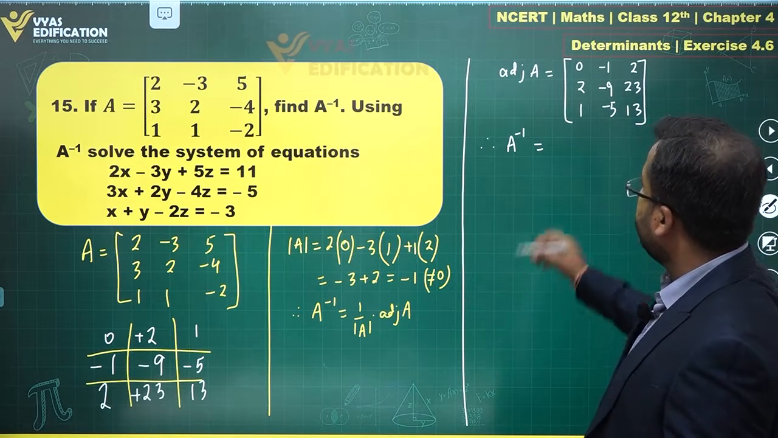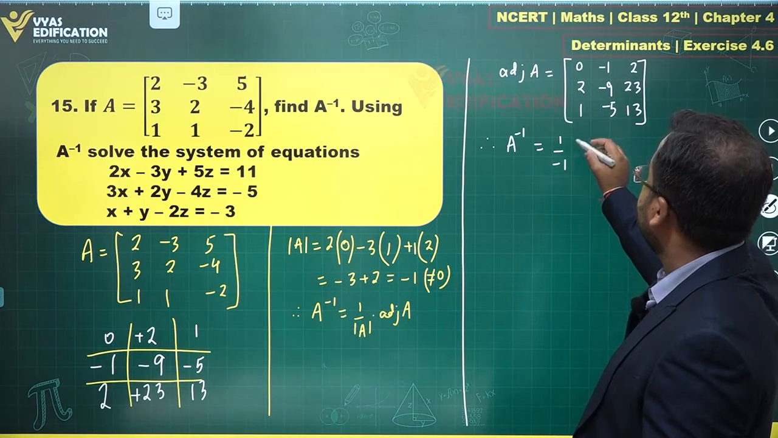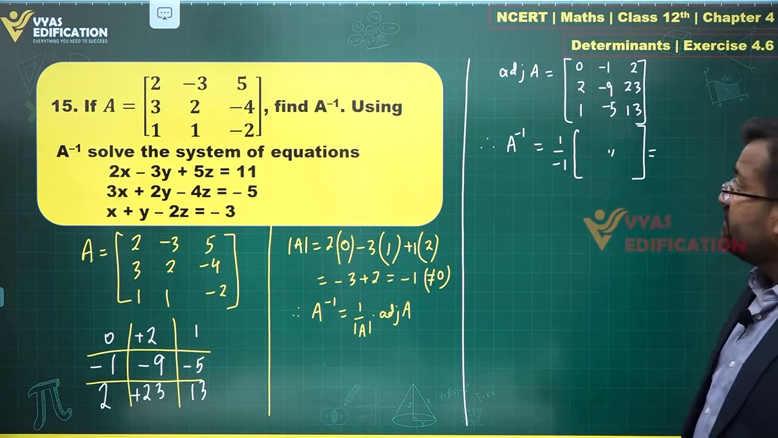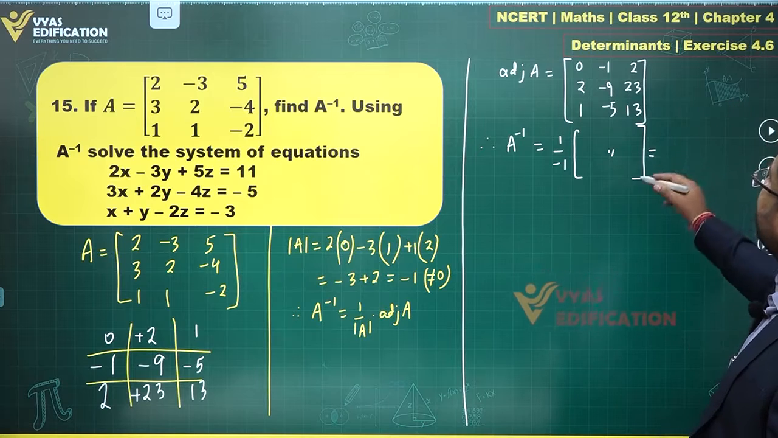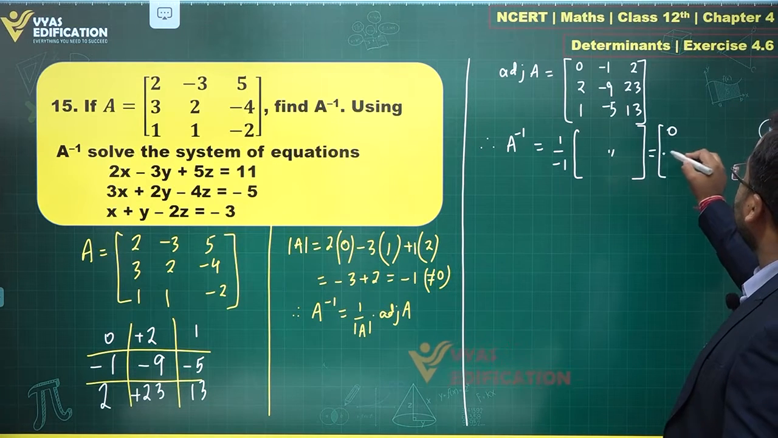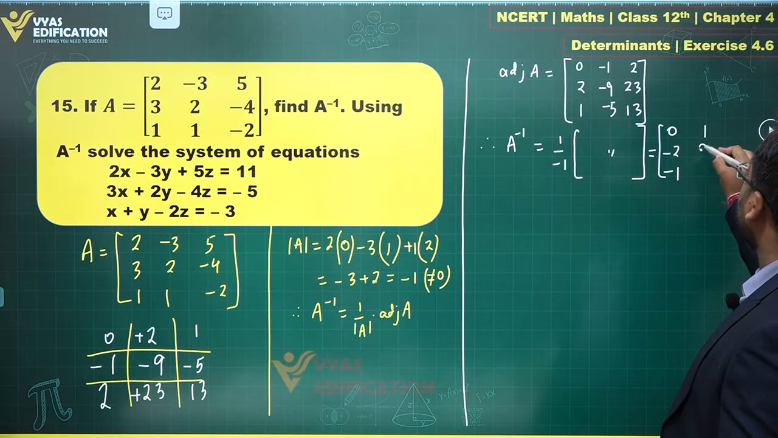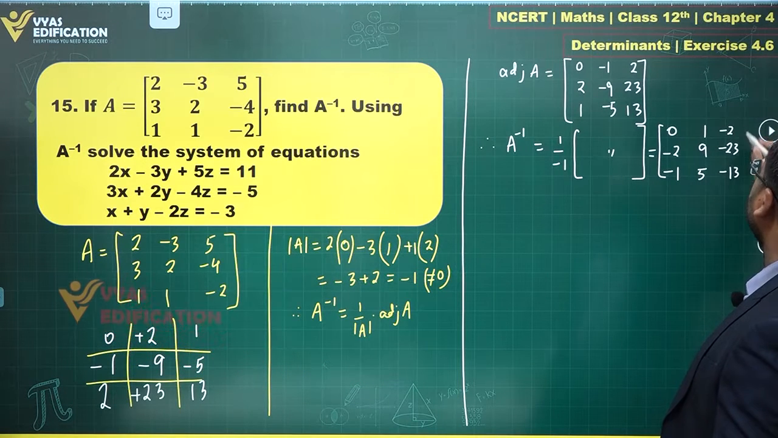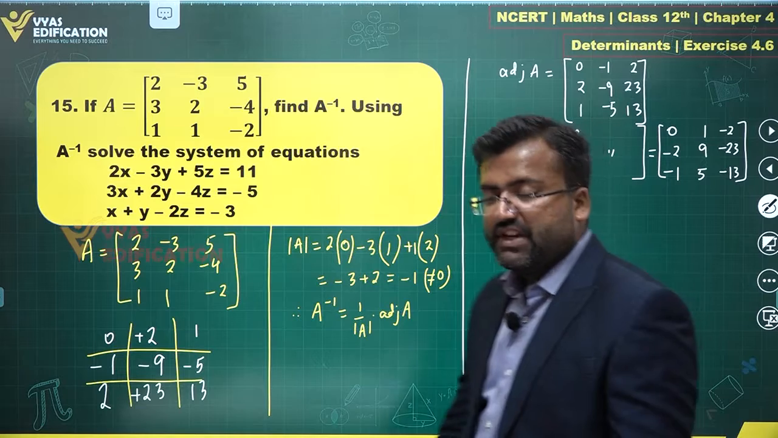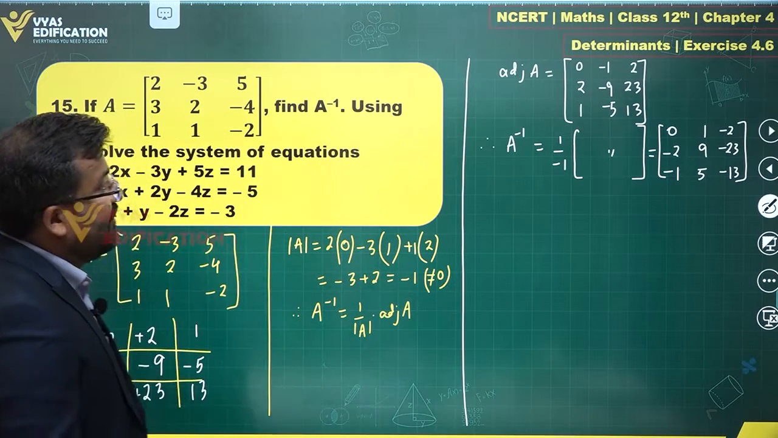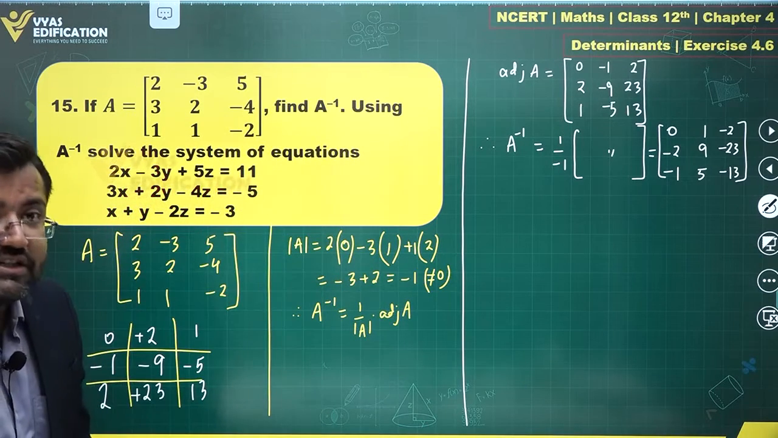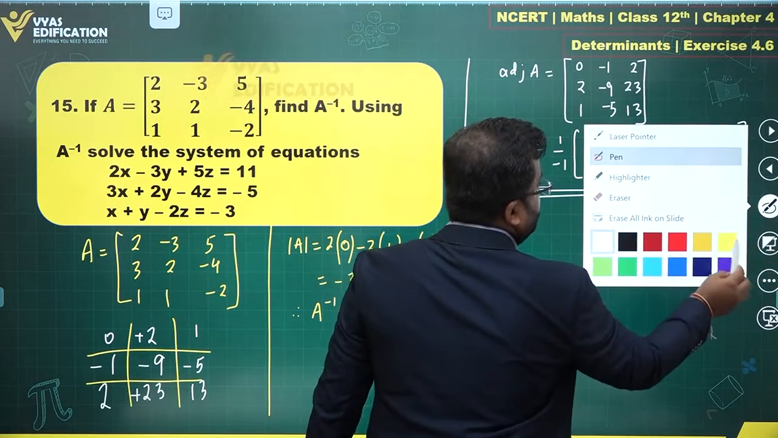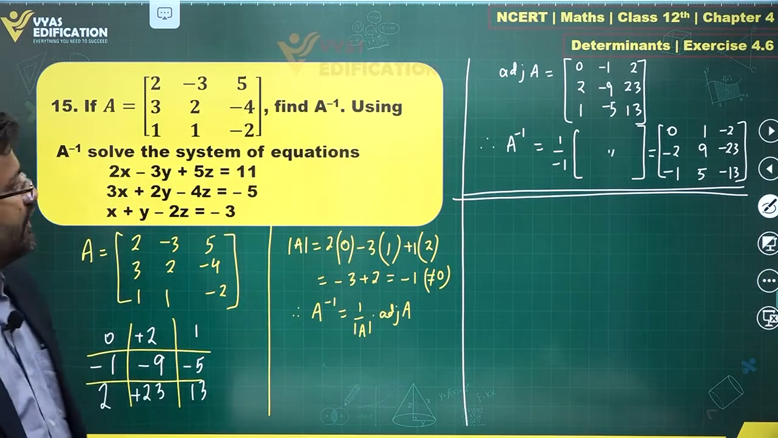A inverse is 1 upon determinant of A, 1 upon minus 1 times this matrix over here, which is equal to the same matrix. And this will be equal to, let's multiply that minus inside. So what you get is 0, minus 2, minus 1, 1, 9, 5, and minus 2, minus 23, minus 13 is what I'll get over here. Is that okay? Yes. That's the inverse. The first thing that we wanted was that inverse. Okay. Now once you have found the inverse, do you observe that solving the system of equations is pretty simple.